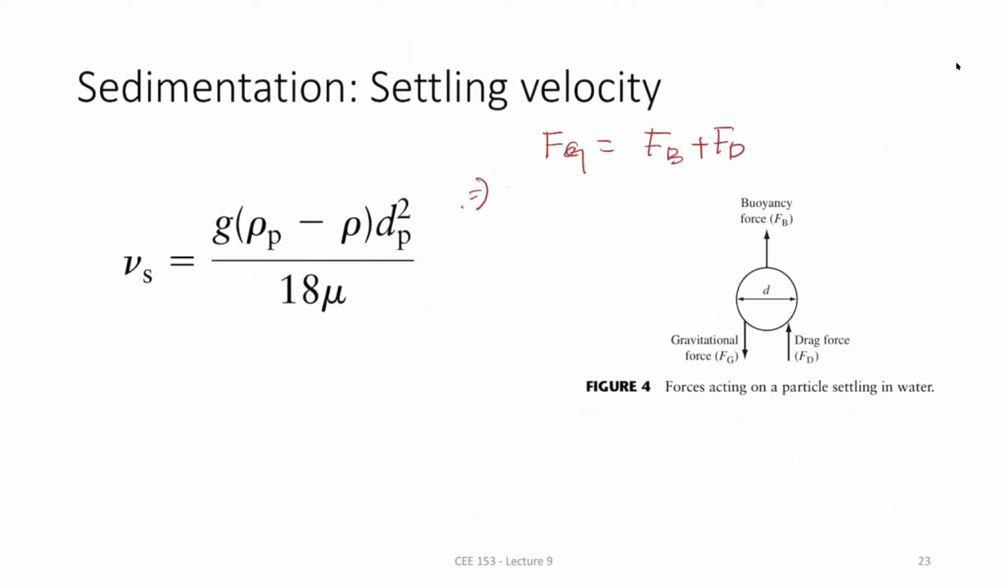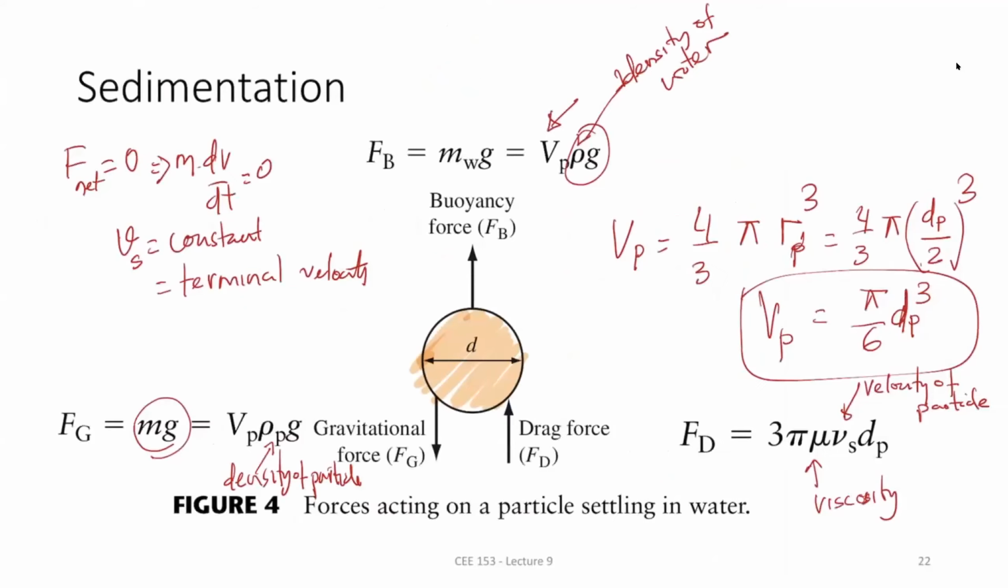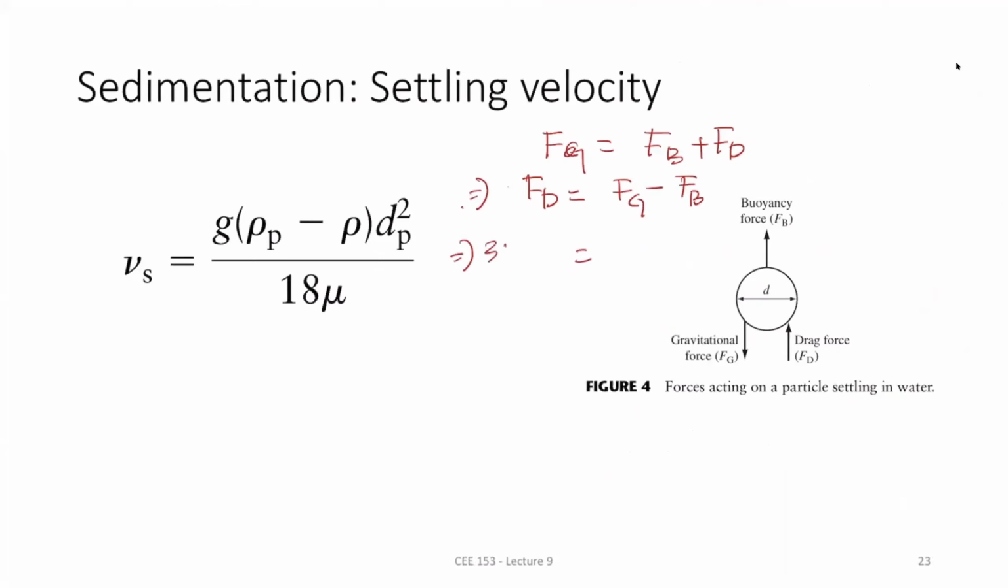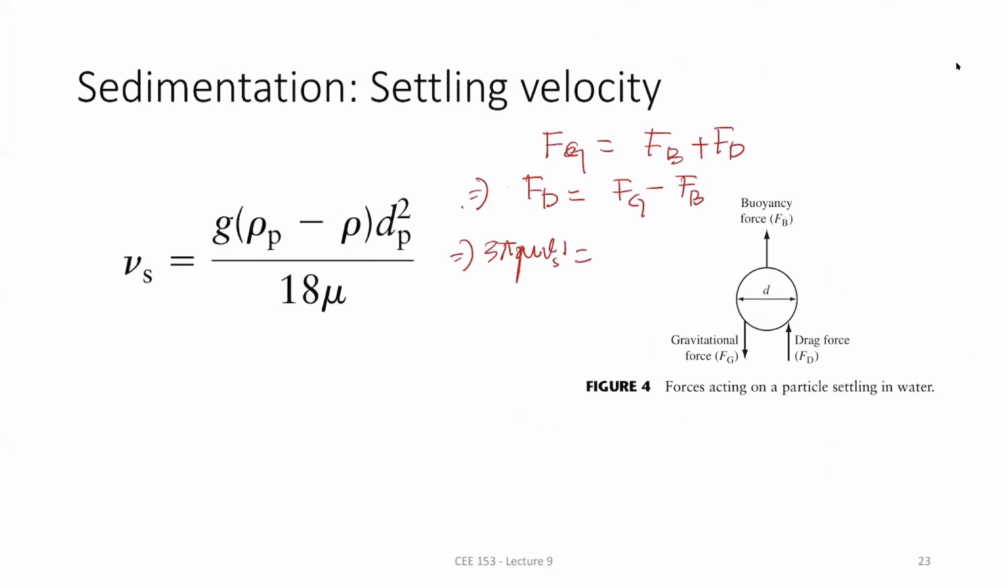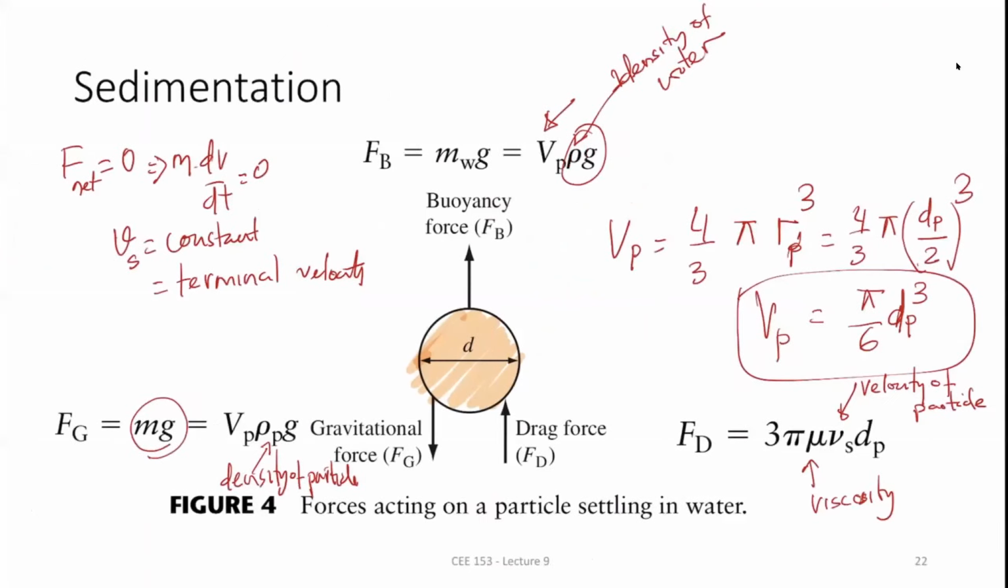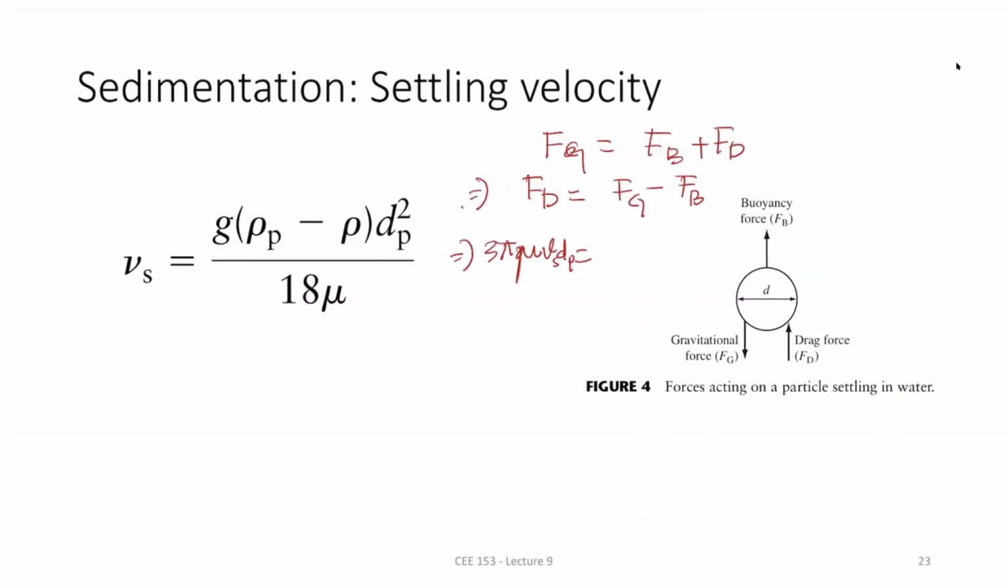So another way to say it is Fd is Fg minus Fb. The reason I do this one is because it's easy to solve. So Ft is 3 pi times the viscosity times the velocity of particles times d of particles, and that is equal to Fg.